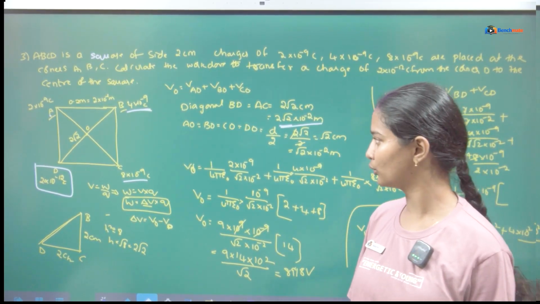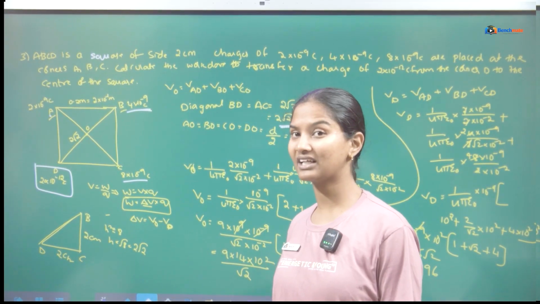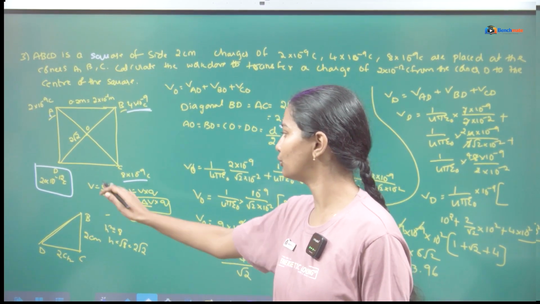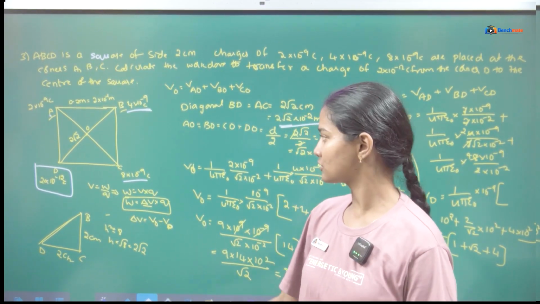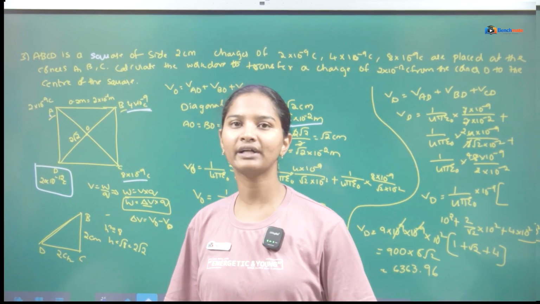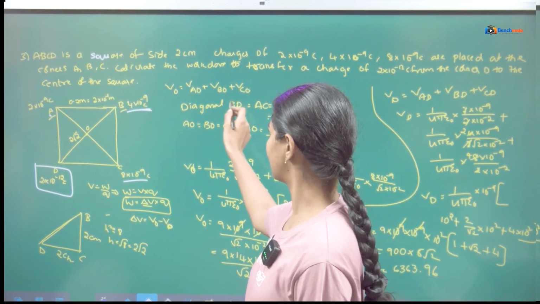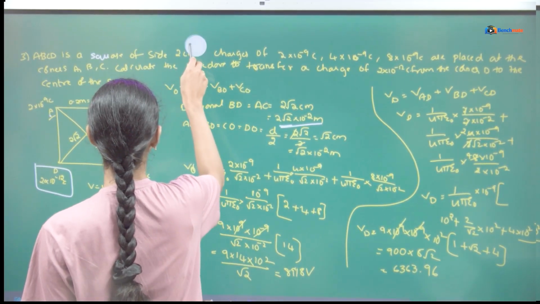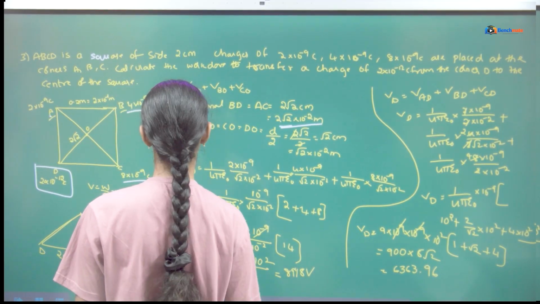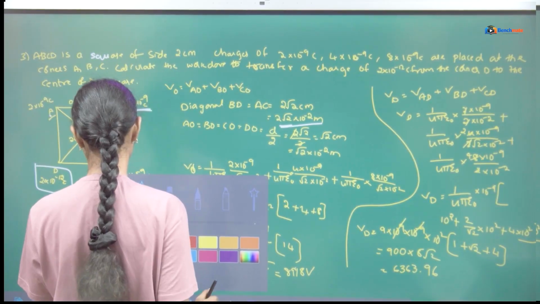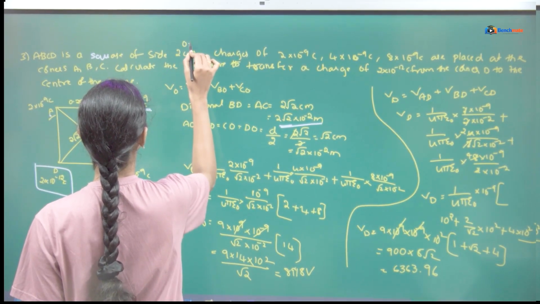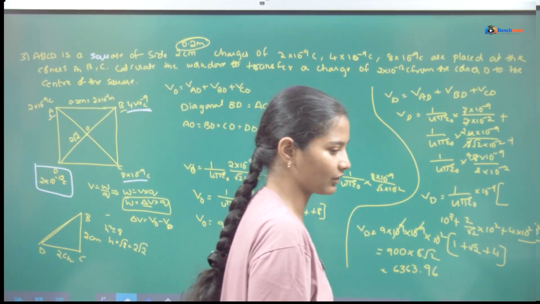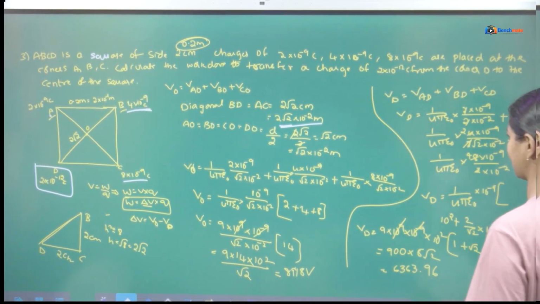Where to where we are moving? D to O, right? So delta V you can write as VO minus VD. For that Q we know, VO and VD we don't know. So first, potential at O. Who will create that? ABC. So potential at O, that we calculated. Next, potential at D. So the same question, solve by taking 0.2 meter.